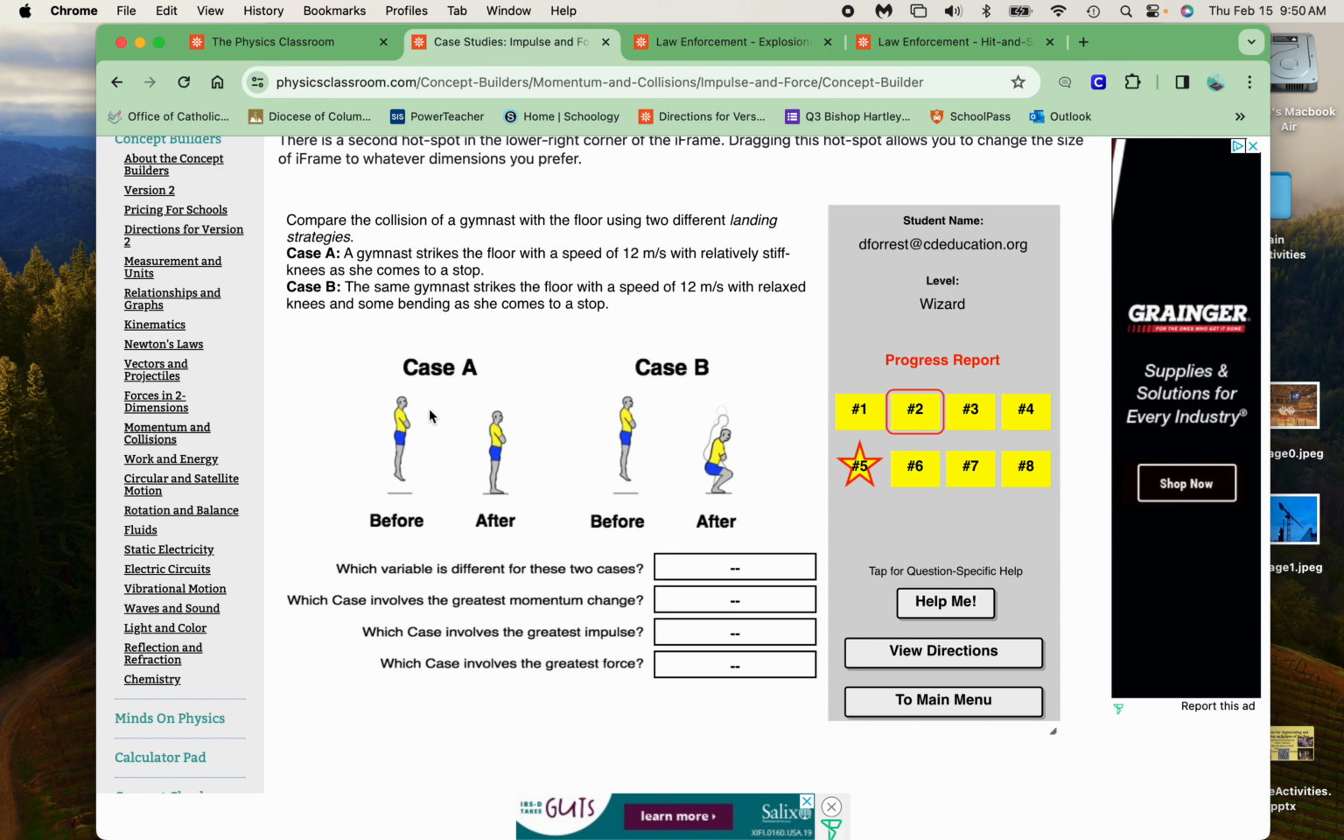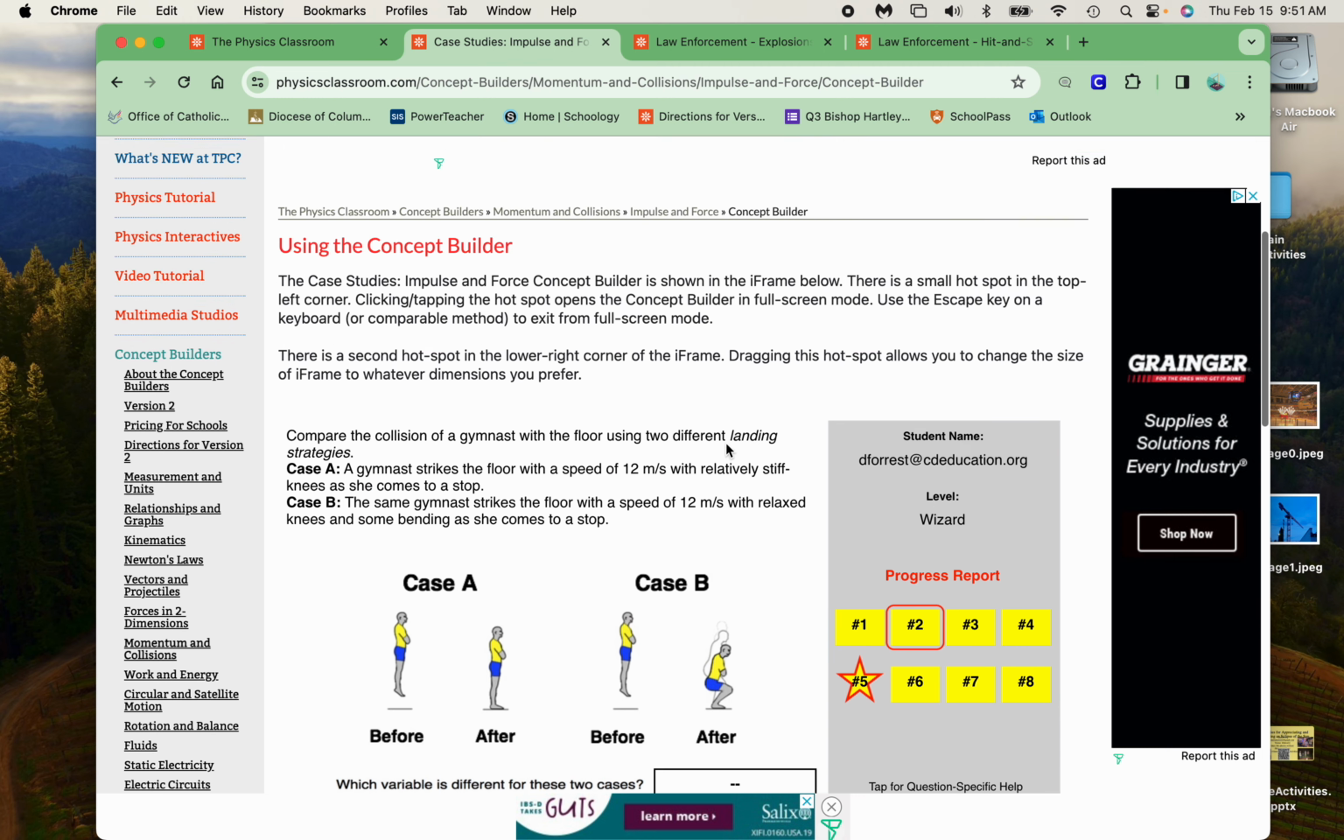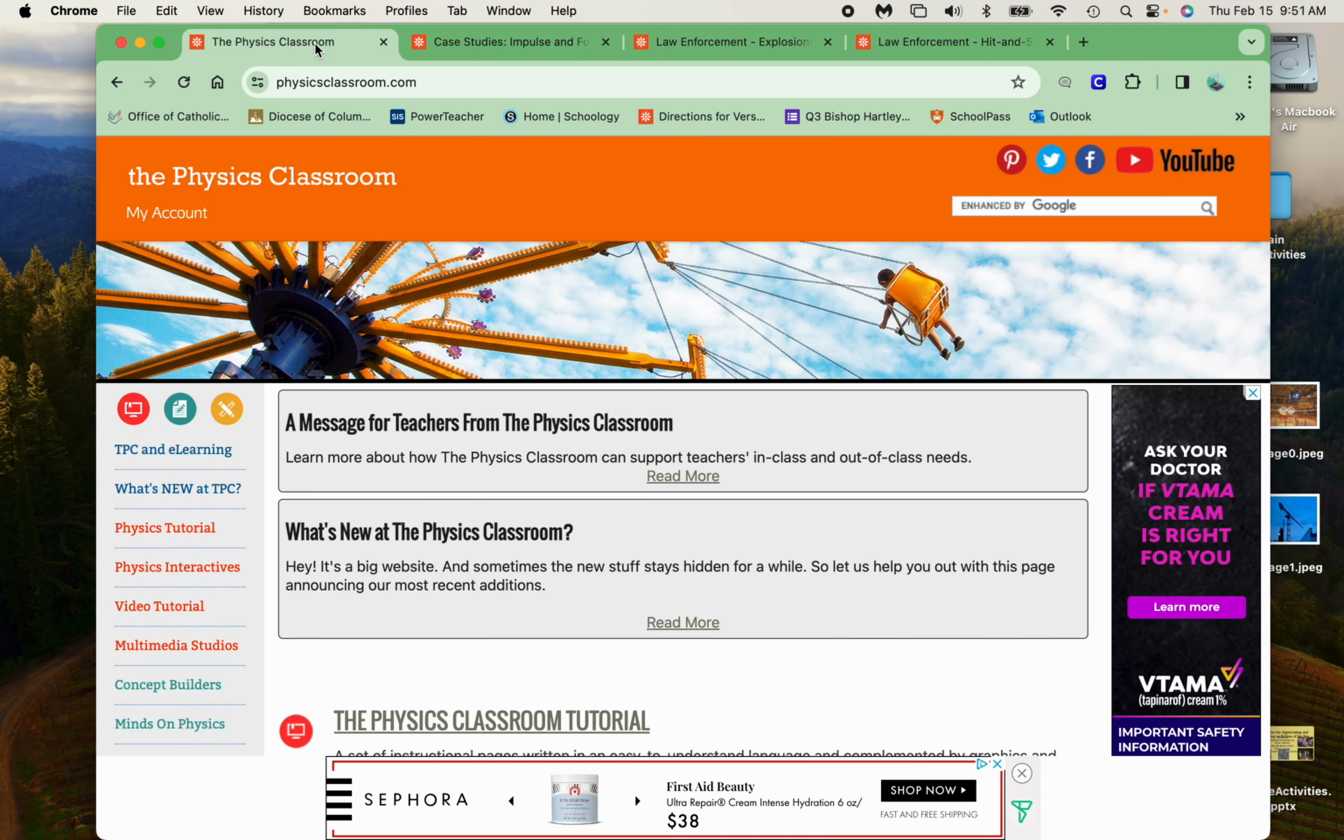So essentially what's going to happen there is, because the knees are going to give, it's going to take more time for the person to come to a stop. The same initial velocity, so the same final velocity, so the momentum change would be the same. But since the time is going to be greater for case B, the force is greater for case A. So that makes sense: you feel more force if you're going stiff-legged into something than if you bend your knees.